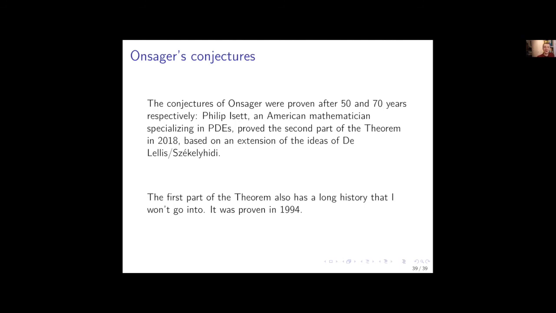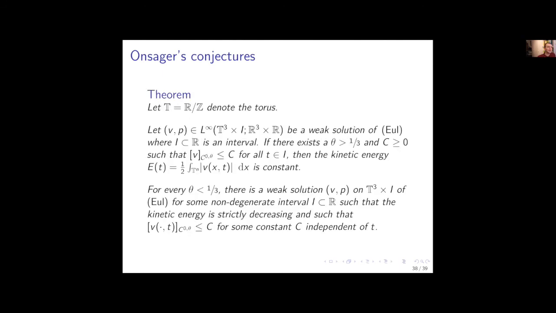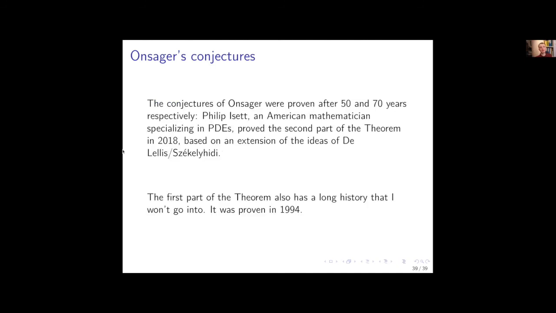And after 70 years, 2 years ago actually, Philip Isett, a very great mathematician, proved that if you have theta less than 1/3, you have weak solutions that have strictly decreasing kinetic energy. That was proven 2 years ago. Again, I didn't look into the details of his arguments, but essentially he's also using the same approach with convex integration that I described.